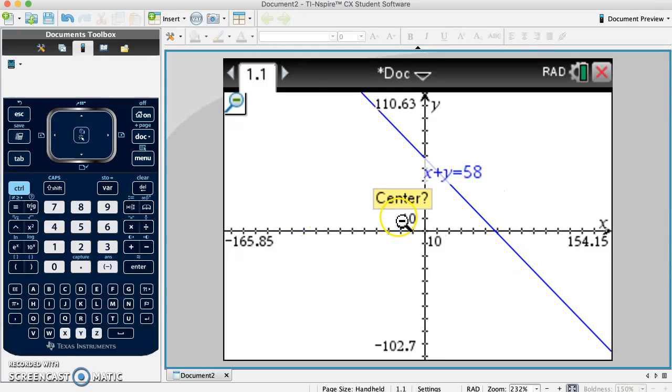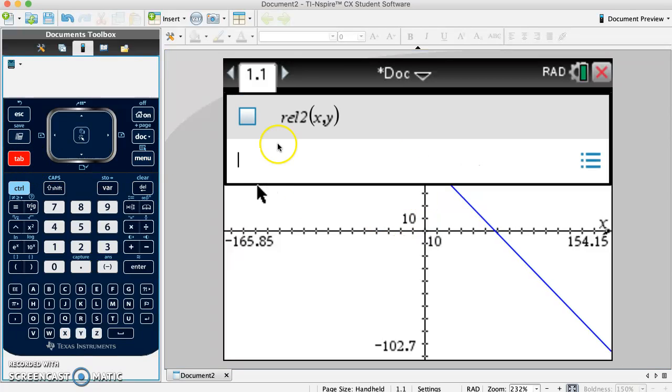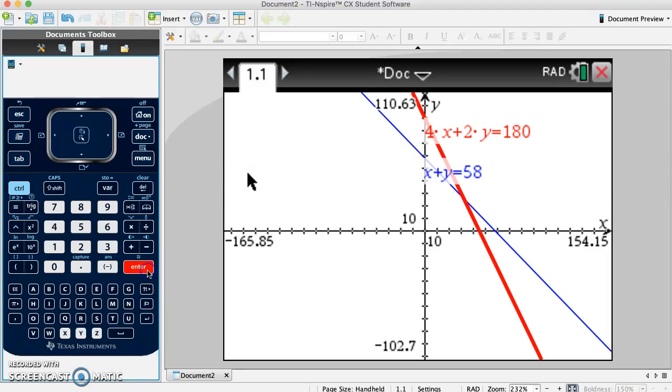And now we can type in our second equation. So hit tab to bring back up the box. And we want to type in our second equation, so relation number 2. And that second equation is 4x plus 2y, and that was equal to 180. Hit enter, and now we have our first equation in blue, our second equation in red, and we can see that they do intersect, which means there is one solution. And so now we can find that one solution.